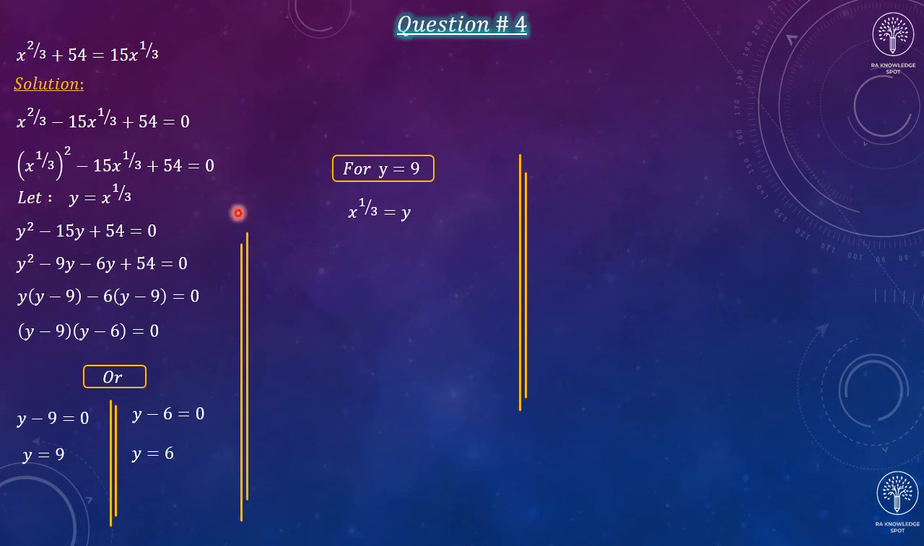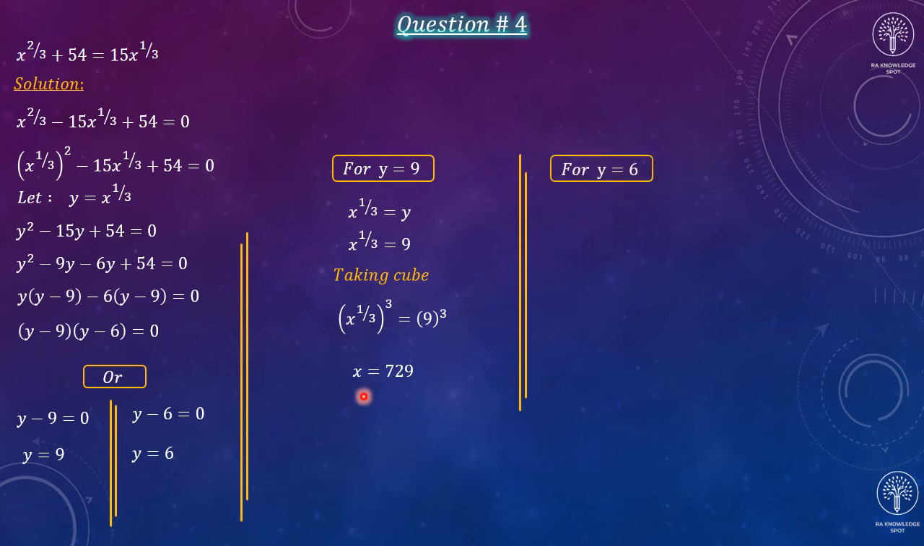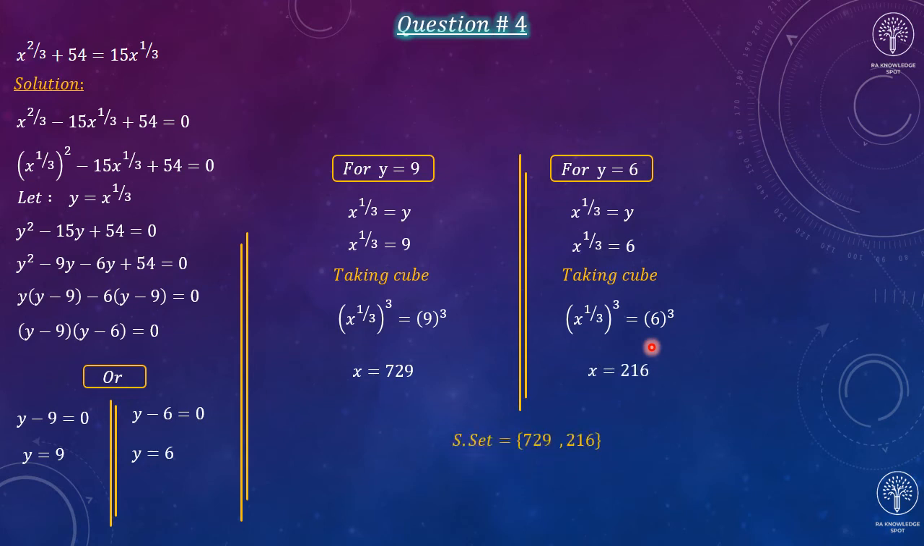In the very first step, that is x power 1 by 3 is equal to y, we have to replace it. Now y is 9. Dear students, in the previous question as you saw the fourth power, now this is 3, so we will take the cube or the third power. Taking the cube, they will be cancelled. 9 power 3, that is 729, and 3 will cancel with this 3. Now for y is equal to 6, again doing the same step. These are very simple steps. Again taking cube, 3 is cancelled with this 3, and 6 cube, that is 216. A very simple question maybe for you people. Okay, now this is your solution set.